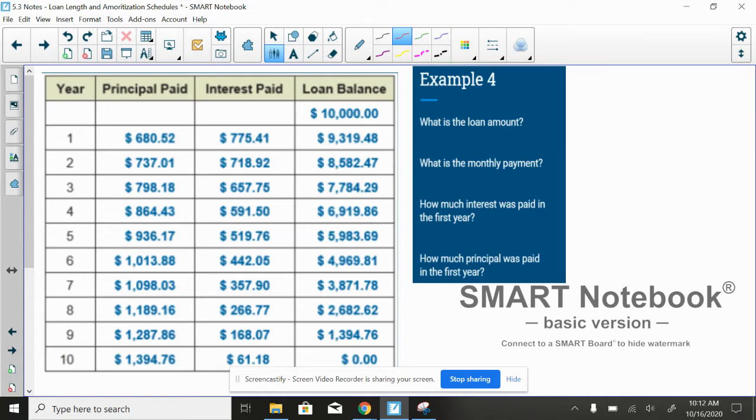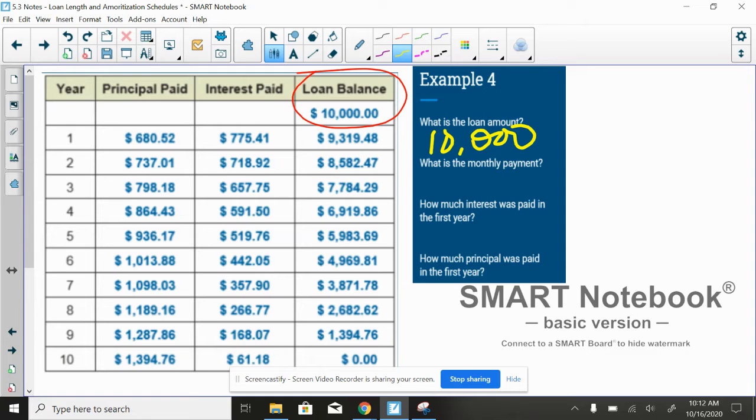So that first question says, what is the loan amount? That's how much you borrow. That's the loan balance at the beginning. And so that loan balance is the same thing as the loan amount. So I'm going to go ahead and put that in. We've got a $10,000 loan. Very beautiful. What is the monthly payment?